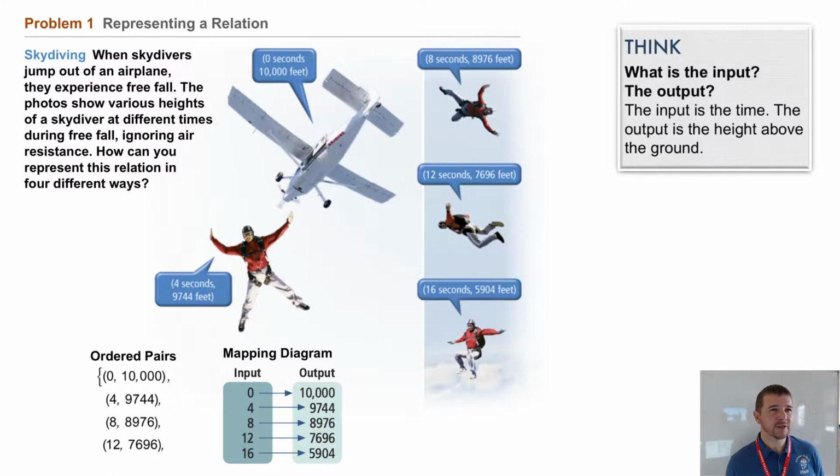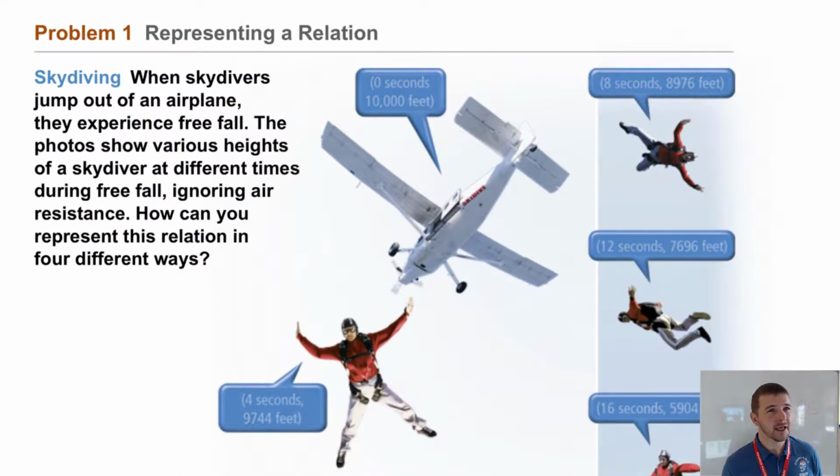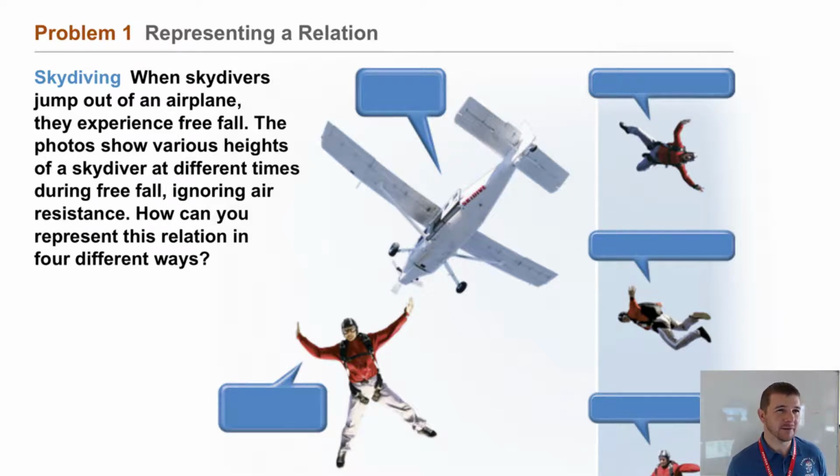Problem 1. Representing a relation. Skydiving. When skydivers jump out of an airplane, they experience free fall. The photos show various heights of a skydiver at different times during free fall. Ignoring air resistance, how can you represent this relation in 4 different ways? Well, we need to look around.